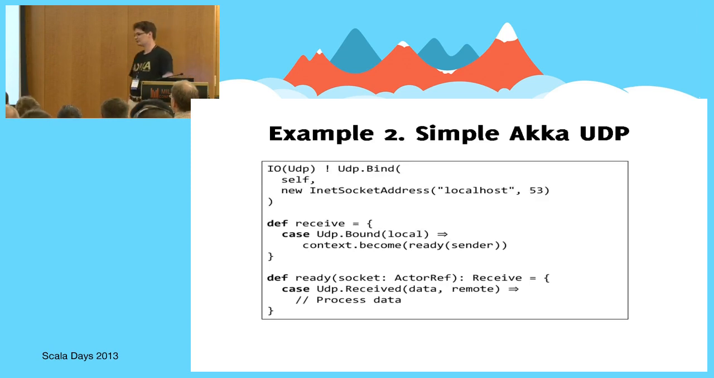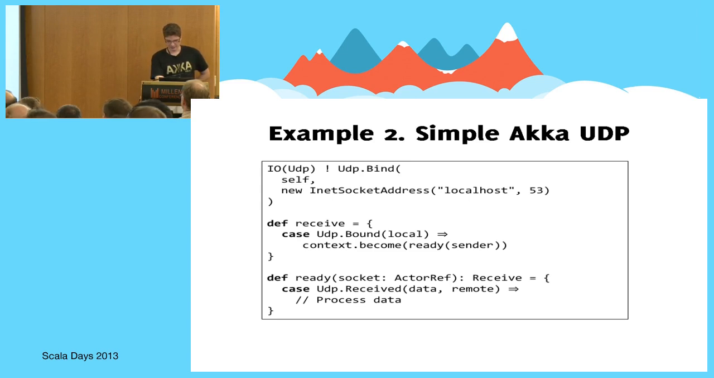It's very similar if you want to listen to UDP datagrams. You again do the magical incantation and get the manager, the entry point for the API, through this Akka extension. You say IO UDP and send him a bind message. A bind message has two important parameters. One is who will listen to the incoming events. In this case itself, so the actor, which I omitted the actor boilerplate in the beginning and the end. So he will handle all the incoming events.